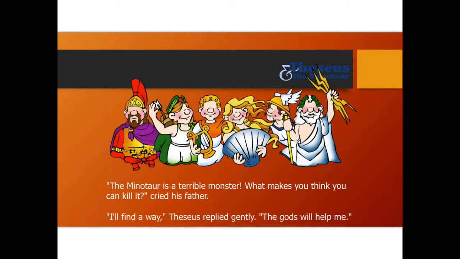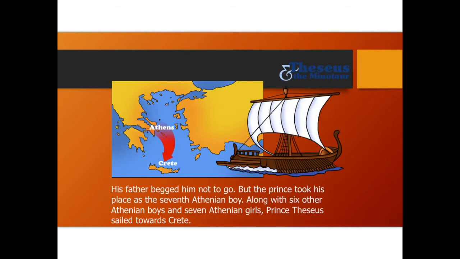"The Minotaur is a terrible monster. What makes you think you can kill it?" cried his father. "I'll find a way," Theseus replied gently. "The gods will help me." His father begged him not to go, but the prince took his place as the seventh Athenian boy. Along with 6 other Athenian boys and 7 Athenian girls, Prince Theseus sailed towards Crete.